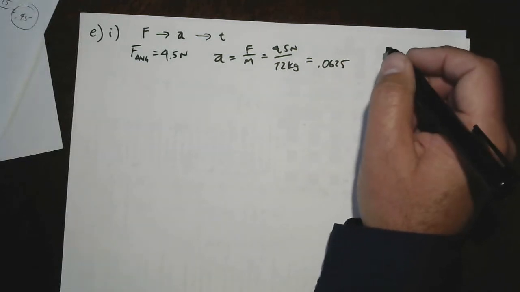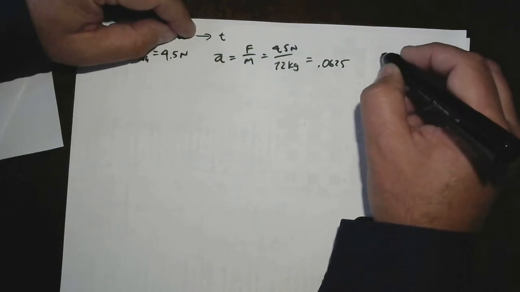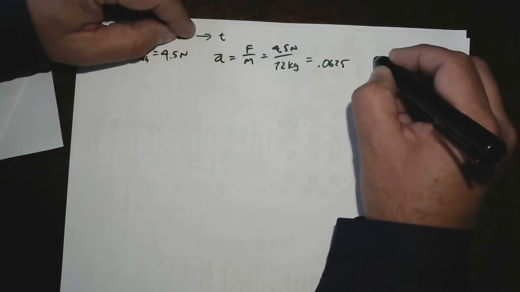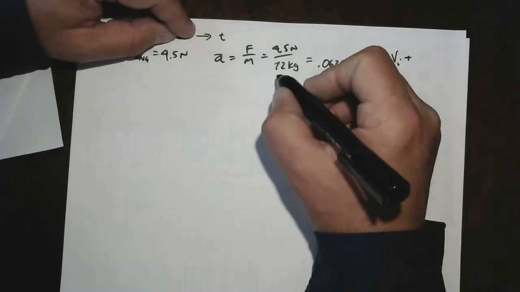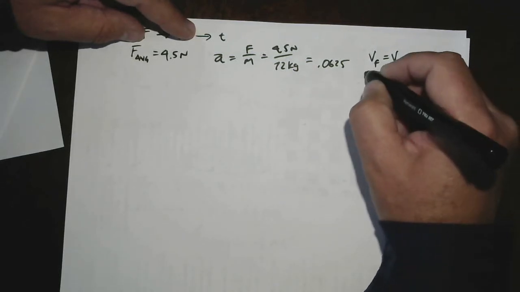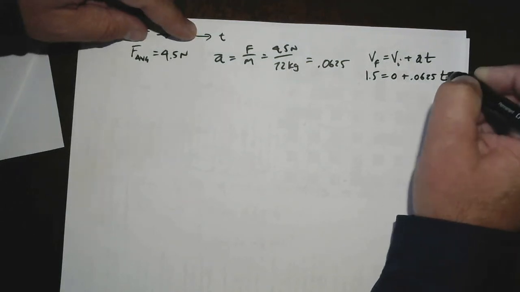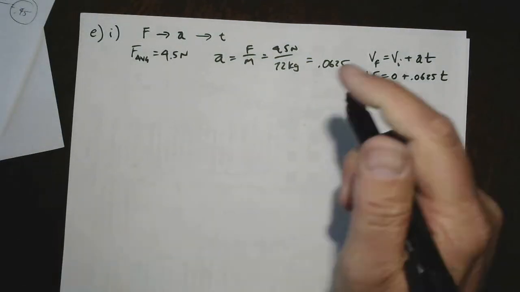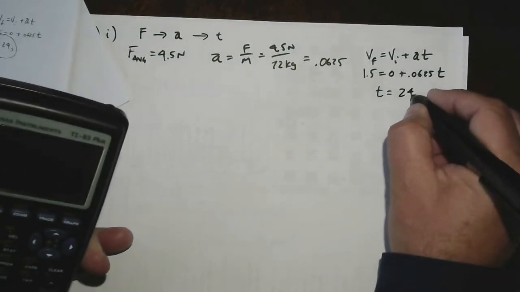Okay, and now that acceleration of 0.0625 is going to have to get us up to a speed of 1.5. So I think I'm going to use this equation. And I can do this because I know I don't have a constant acceleration, but I'm treating it as if it's constant in this sense. So 1.5 equals 0 plus 0.0625 times t. So it looks like 1.5 divided by 0.0625 is going to give me my time of 24 seconds.